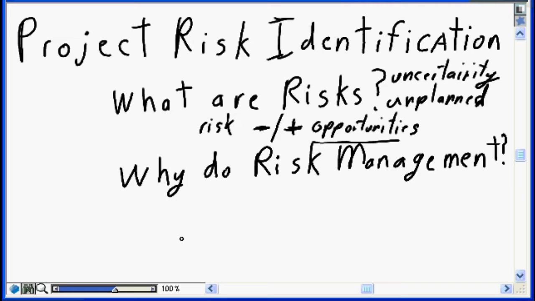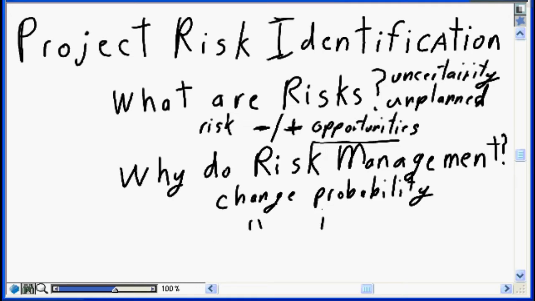We need to do risk management because the goal is to make change. We want to change the probability that the risk event is going to happen. We want to change the probability of risks downward, that it's less probable that the risk is going to happen. We want to change the probability of opportunity upwards to ensure that the opportunity happens and that your project is positively impacted. On the same vein, we want to change the impact.